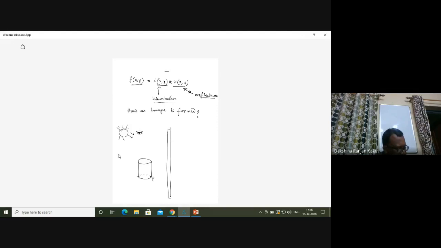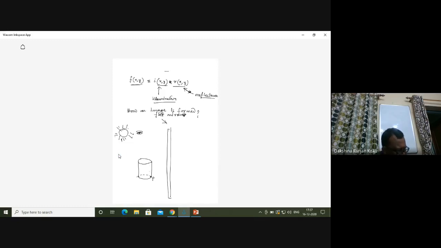Now suppose from this light source the rays of light are incident on this object. Whenever the rays are incident on this object, it will emit rays of light in different directions, not in a uniform direction. Some of the light will be reflected by this flat mirror.